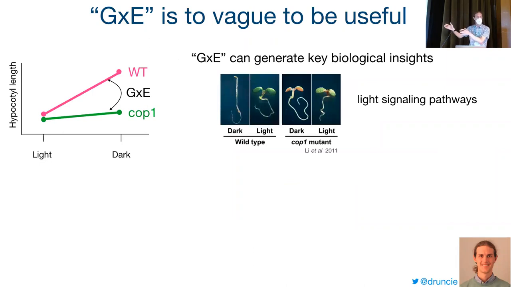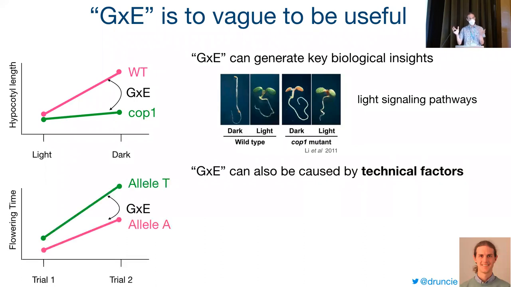Sometimes G by E is super interesting and fascinating and generates key biological insights. So in this example, this is showing the variation in response to dark among different mutants in Arabidopsis, in the length of the hypocotyl. And this is giving us key insight into the mechanisms of light signaling. That's a cool G by E.